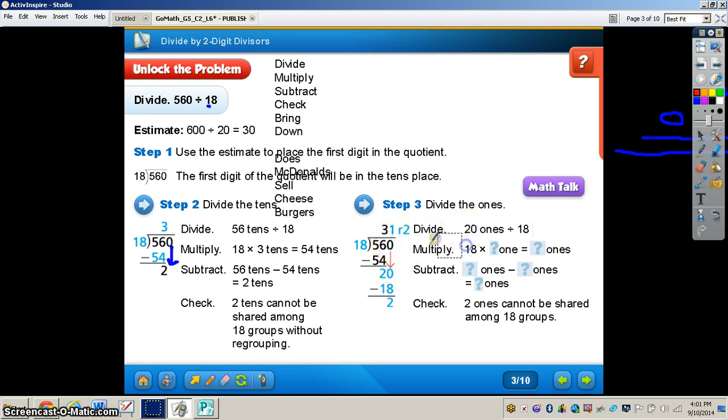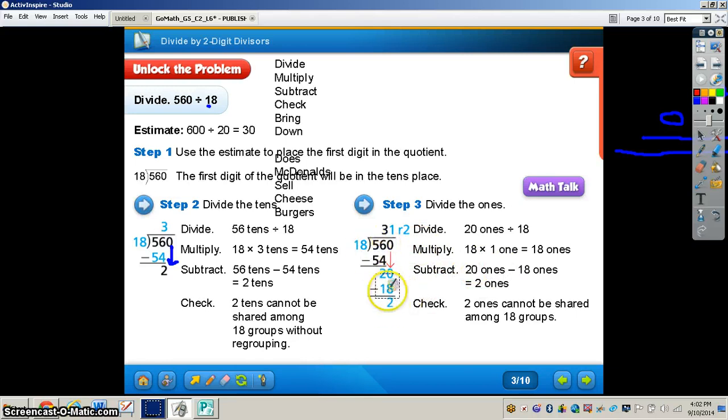Then we multiply 18, our divisor, by the number we just put in the quotient, which is 1. That's giving us 18, so we put the 18 right underneath the 20, as you can see. And then from here, we subtract 20 ones minus 18 ones. That gives us 2. And so there's not any other number to bring down.